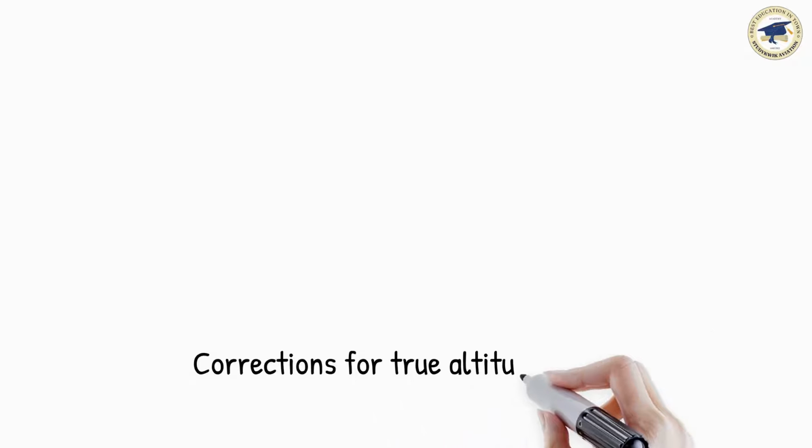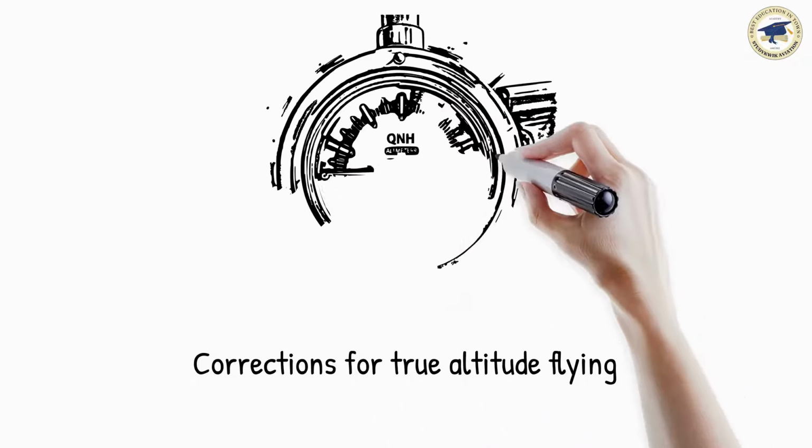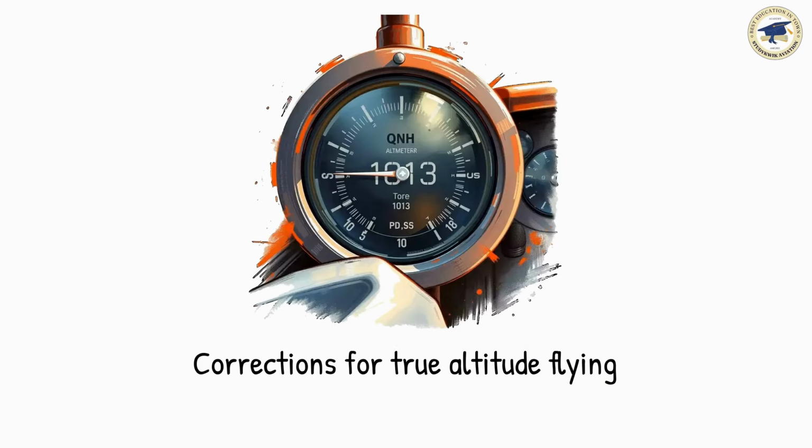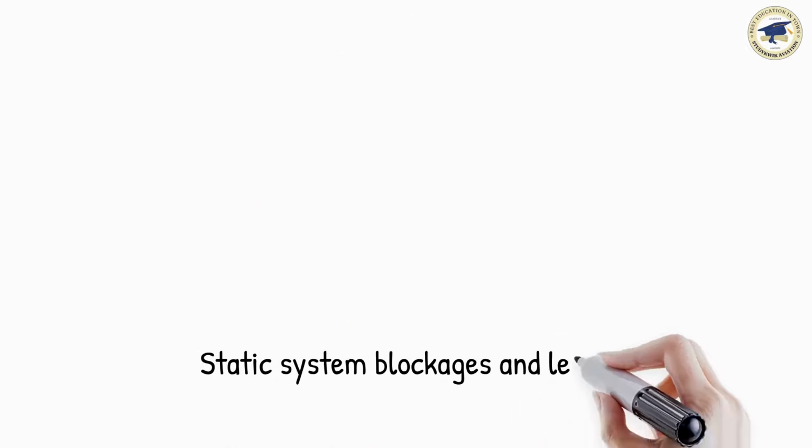Remember, corrections only apply when flying for true altitude. If flying at pressure levels with QNH set to 1013, no temperature correction is applied, and the altimeter only shows pressure altitude. That wraps up altimeter errors and corrections.